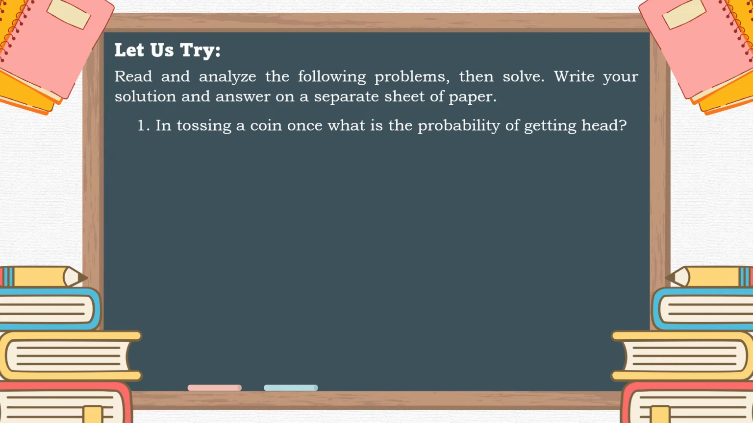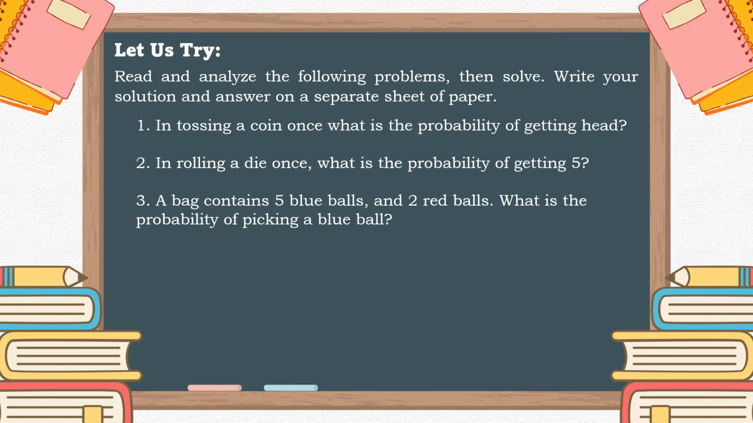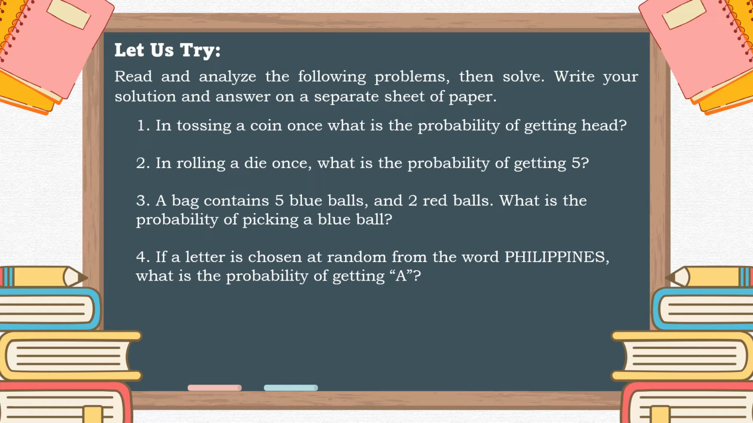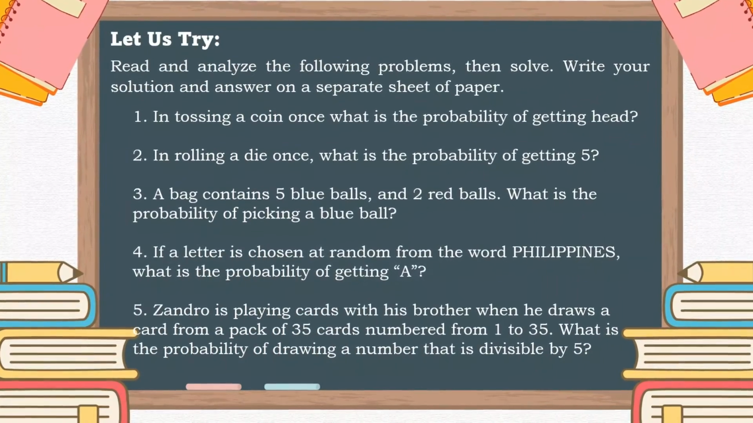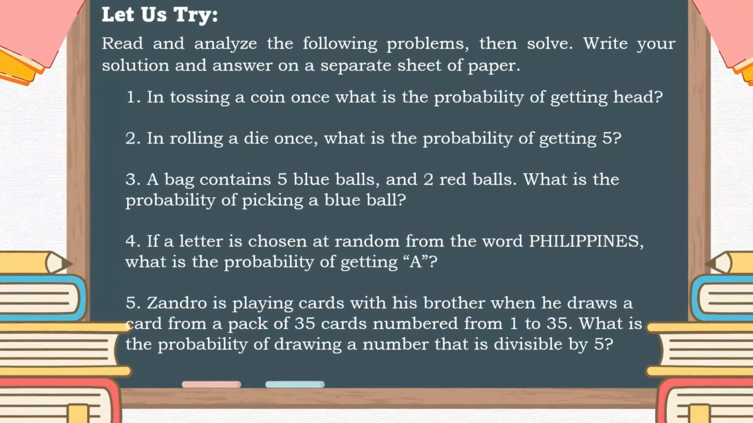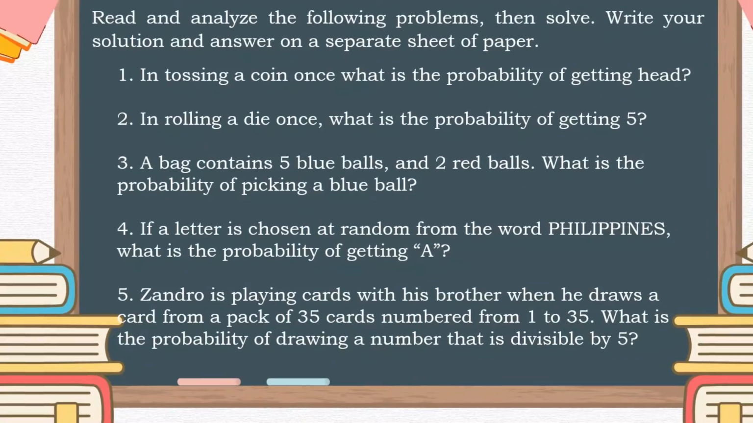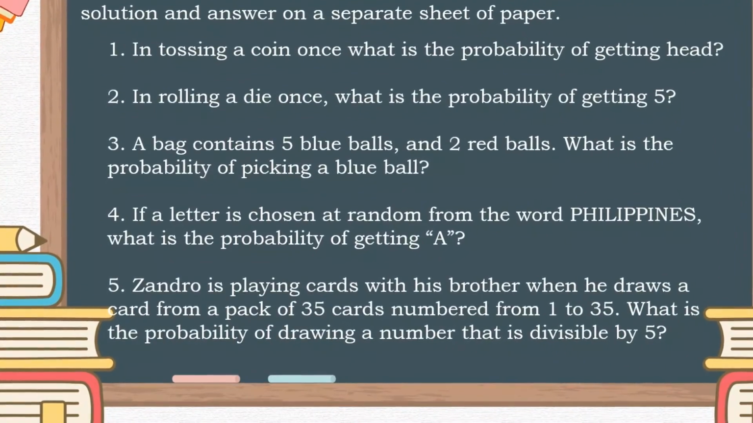Number 1. In tossing a coin once, what is the probability of getting a head? Number 2. In rolling a die once, what is the probability of getting 5? Number 3. A bag contains 5 blue balls and 2 red balls. What is the probability of picking a blue ball? Number 4. If a letter is chosen at random from the word Philippines, what is the probability of getting A? And number 5. Sandro is playing cards with his brother. When he draws a card from a pack of 35 cards, numbered from 1 to 35, what is the probability of drawing a number that is divisible by 5?